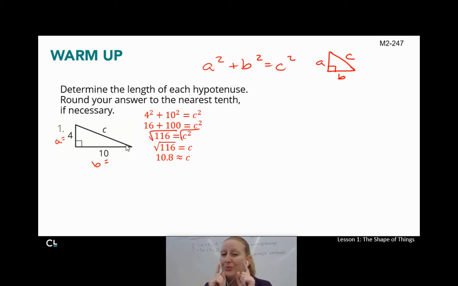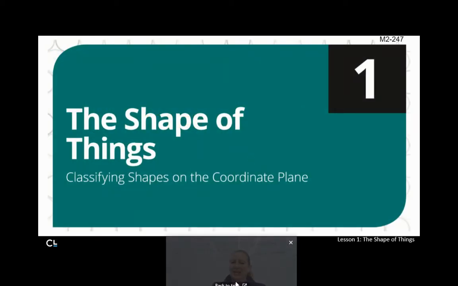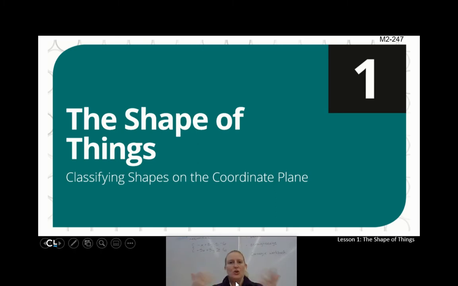Now, there's a reason why I made you do this warm-up. There's a method to the madness. As I said, today we're going to be classifying shapes in the coordinate plane. How do you know that's a square? How do you know that's a rectangle? How do you know that's a right triangle, right? How do we know these things? So we're going to go through a couple of different techniques today, along with reminding ourselves about properties of these shapes. And then next time, we'll go into how we can use our techniques from today to prove what we want to know for tomorrow.